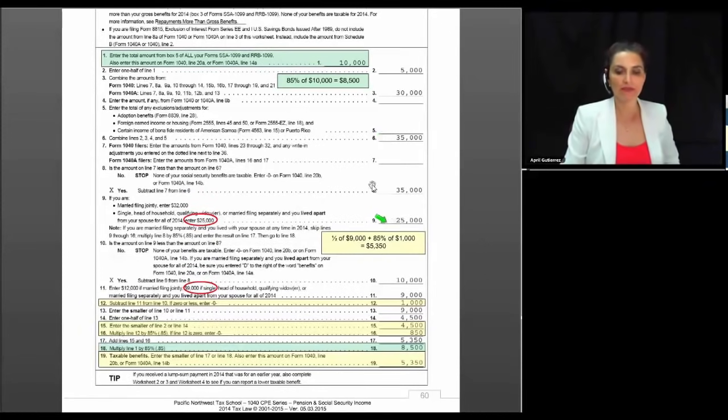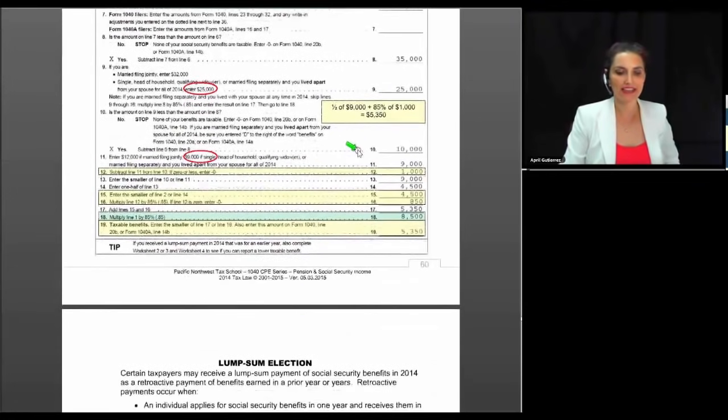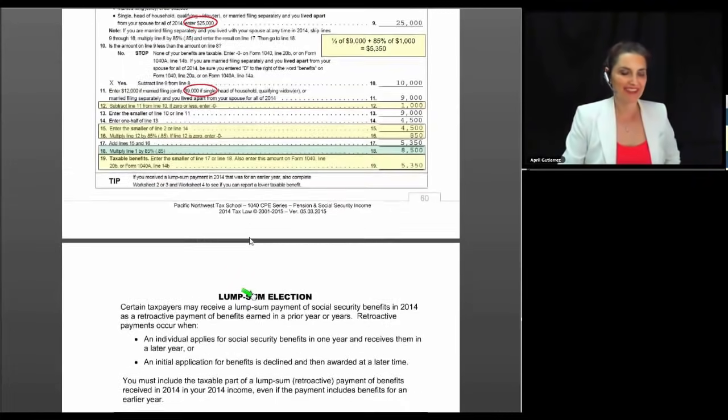We subtract 25 from 35, and we get 10. We're going to subtract $9,000 from 10, and we get $1,000. We then enter $9,000 on line 13. Then we divide that by 2, and we get $4,500. The next step is to take $1,000, multiply that by 85%, we get $850. We add $4,500 to $850, and we get $5,350. And now we take the lesser of $8,500 or $5,350. The total, $5,350, is the lower number. That's the taxable part of his Social Security benefits. Wasn't that fun? All right.